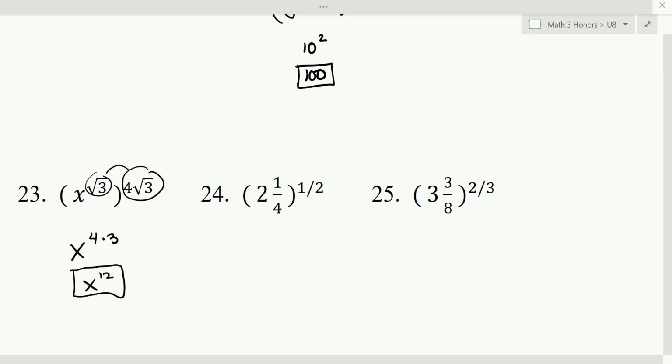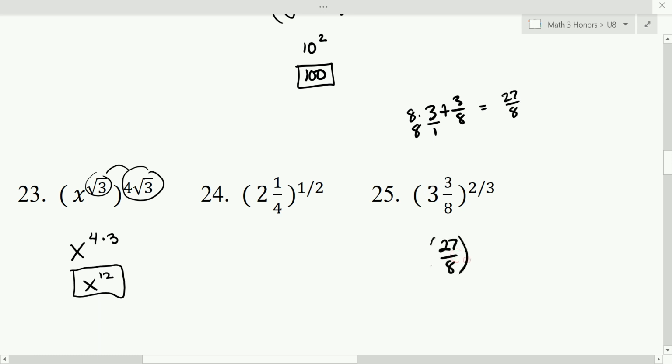Do you know why they do that? Well, this means 3 plus 3/8. How do you get a common denominator? You multiply it by 8. So you multiply top and bottom by 8. And it says 3 times 8 plus 3. It's a shortcut for adding. That's where that's coming from. So you're going to get what? 27 over 8. So 27 over 8 raised to the 2/3 power.